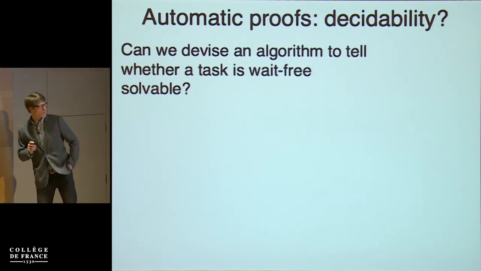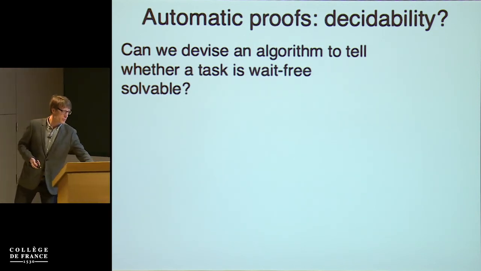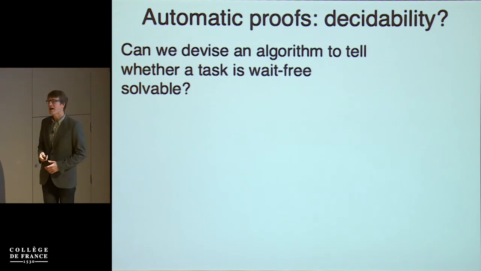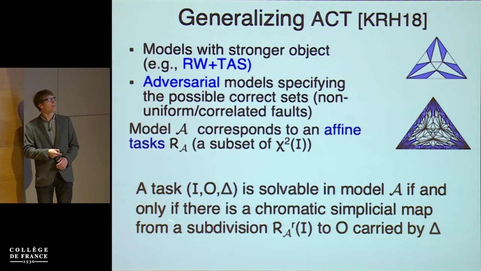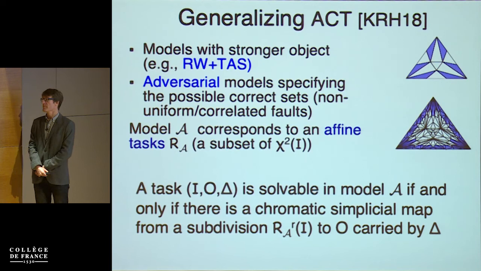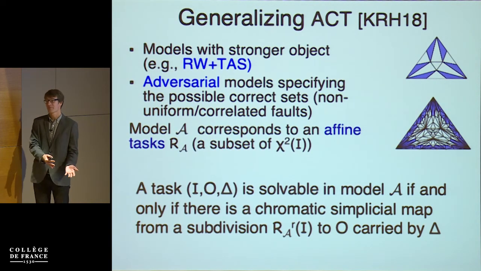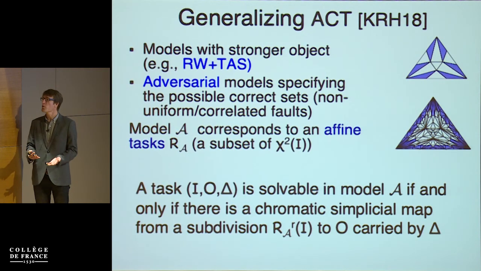Just one more thing, because I think it's an interesting pointer. You may ask, we have this theorem. It says the task is solvable if and only if a map exists. But can we find an algorithm that, given a task and a model of computation, shows whether there is a map or not, just to characterize whether the task is solvable? And unfortunately, the answer is no if the dimension is 2 or more.